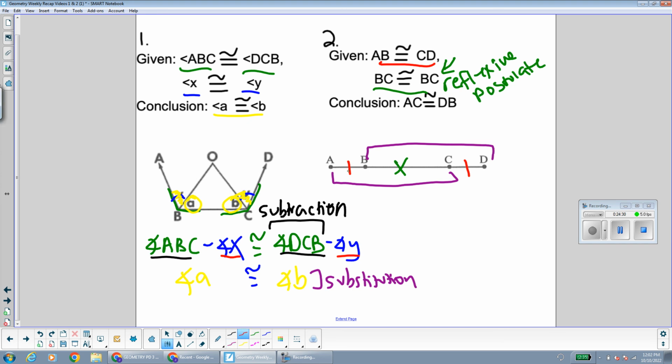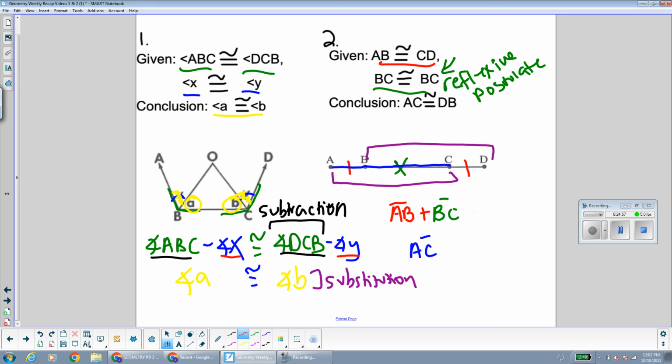So let's start with this side. We have information about segment AB. Let's think about what we can put onto AB to make AC. If you were thinking BC, that sounds just about right to me. AB, adding on BC to it, gives us AC, which is what we want.